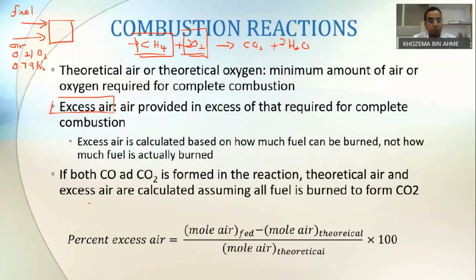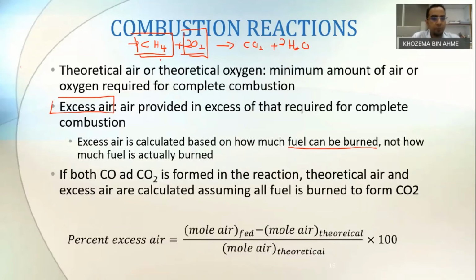Now, a few important things that you need to take into account when dealing with excess air is that excess air is calculated based on how much fuel can be burned, meaning that maximum amount of fuel that can be burned, not how much fuel is actually burned. Okay, so what does this mean? So for example, we look at our equation here. Methane plus 2 oxygen will get you CO2 and H2O.